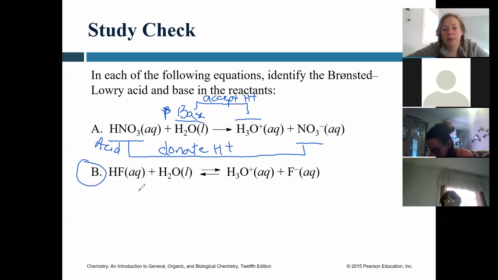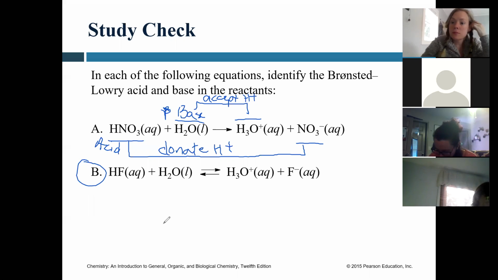So I want you to do B. Figure out what is behaving as the acid and what is behaving as the base based off of your Bronsted-Lowry.